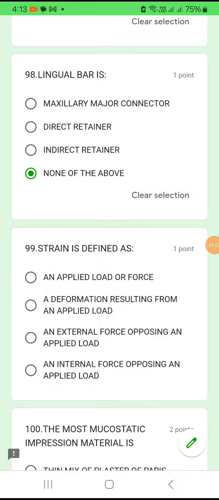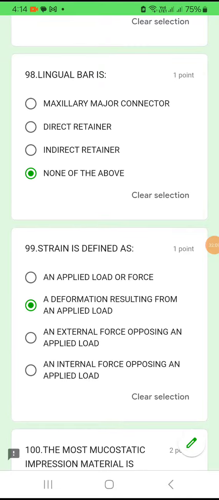Question number 99. Strain is defined as an applied load or force, deformation resulting from an applied load, an external force opposing an applied load, an internal force opposing an applied load. So strain is always a deformation. So deformation resulting from an applied load is known as strain.